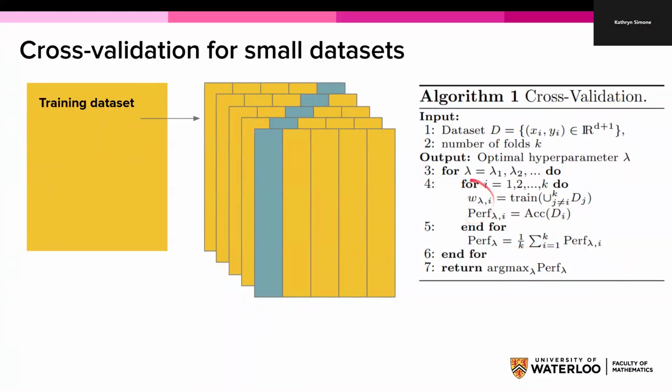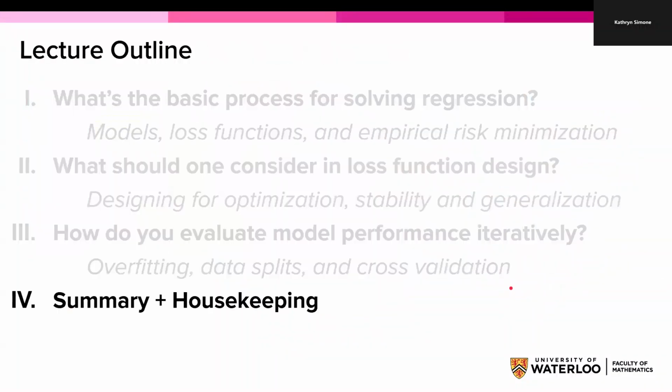And so once you've looped over all partitions for a particular value of lambda, you're in a position to calculate the average performance for that choice of lambda. And so once you've looped over all values of lambda, you can figure out which lambda actually performed the best. Okay, so those were some of the best practices for dealing with iterative model development.